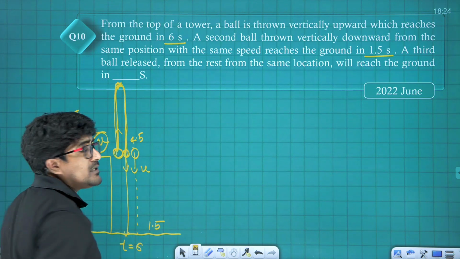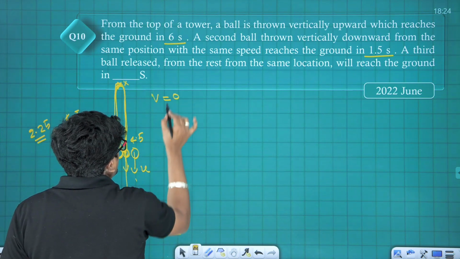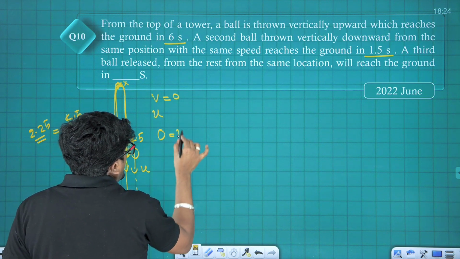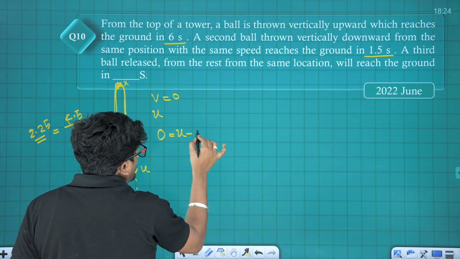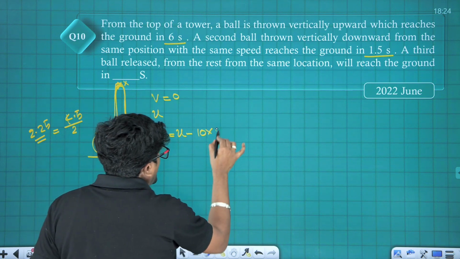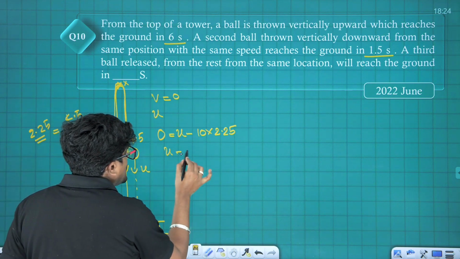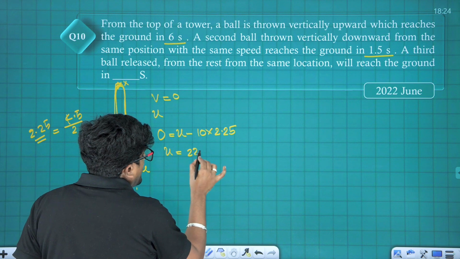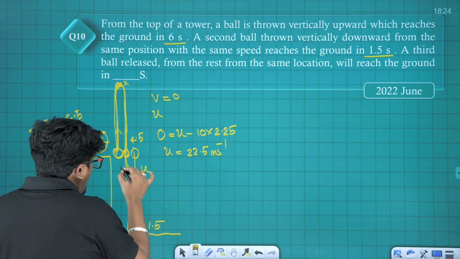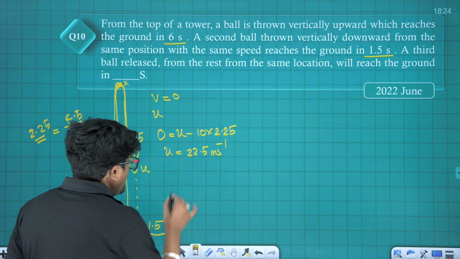Now let us find what this u is. We all know that once it reaches here, the final velocity is 0. Initial velocity I am marking as u. Now v equals u minus g t, I am taking g as 10 and time taken is 2.25. So here the value of u is equal to 22.5 meter per second. So when thrown down, it is traveling with the speed of again 22.5 meter per second.